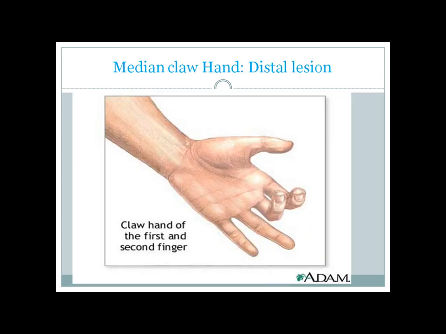So here you can see a typical motor manifestation of the median nerve injury. This is called median claw hand. You can see those fingers are flexed. If I become more medically accurate, then I can say that the distal interphalangeal joints and the proximal interphalangeal joints, those two joints are flexed in this patient, and the metacarpophalangeal joints are extended.